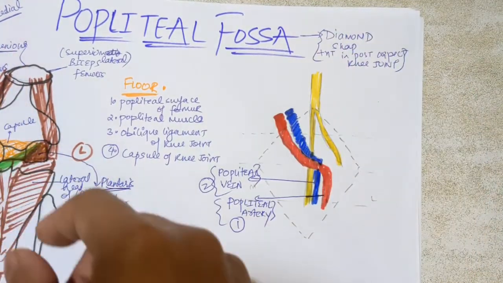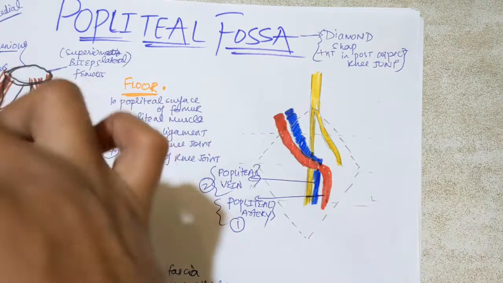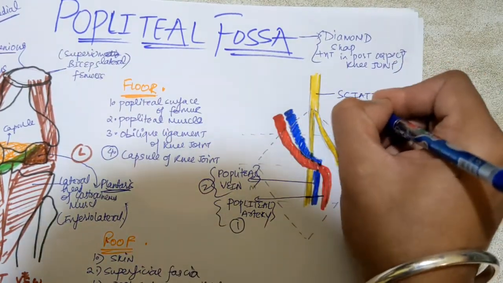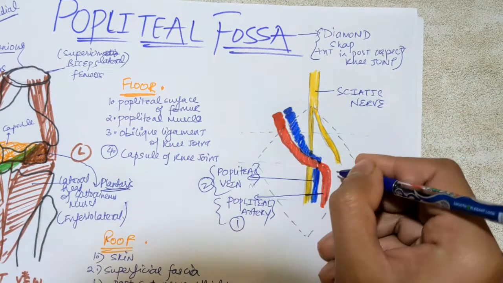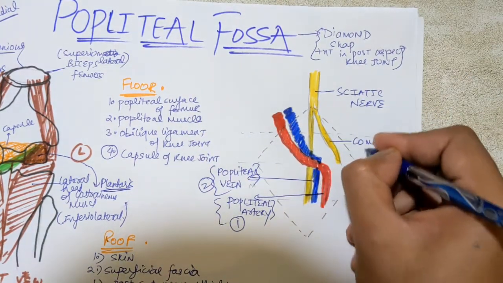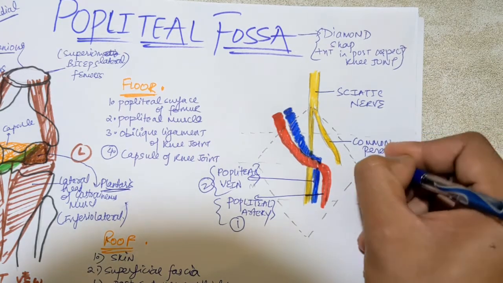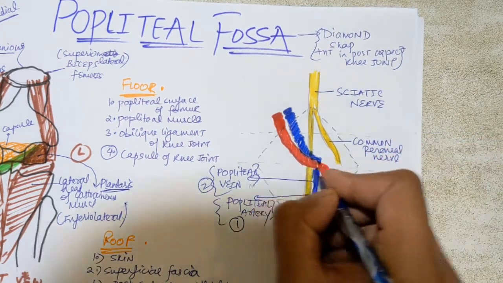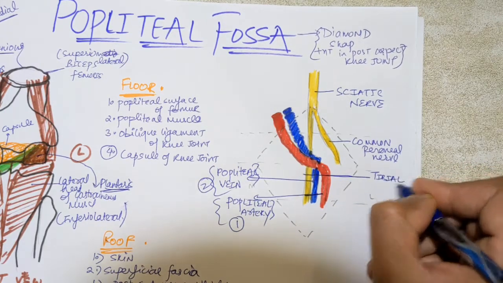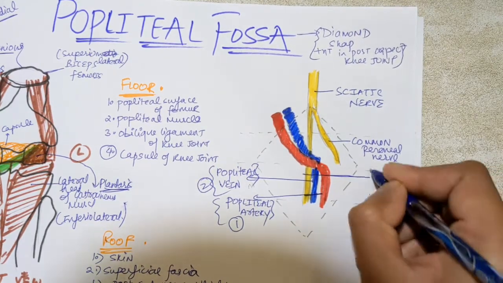So what is this now? This is your sciatic nerve. The sciatic nerve divides into two branches. So there are two nerves, the contents of the popliteal fossa. First one is the common peroneal nerve, and second one is your tibial nerve. So this much is clear.